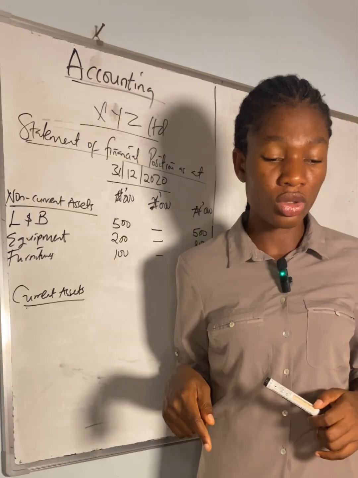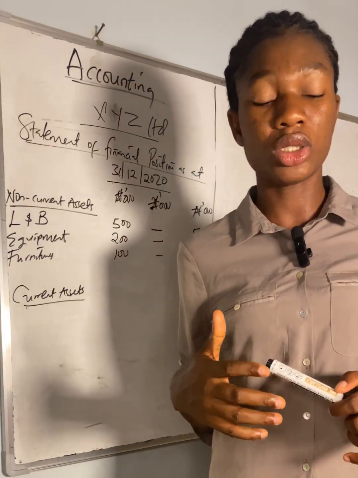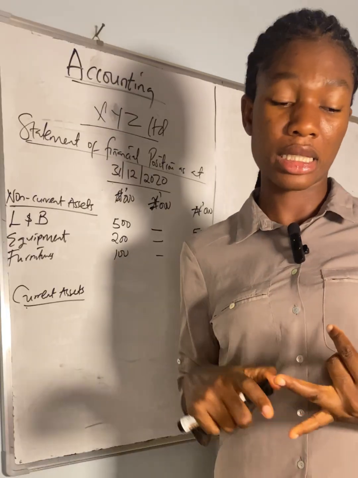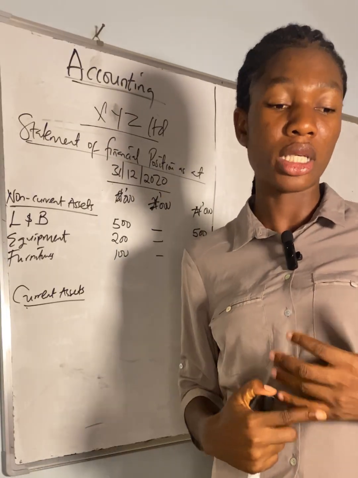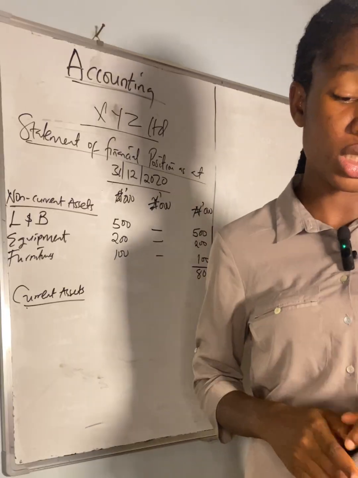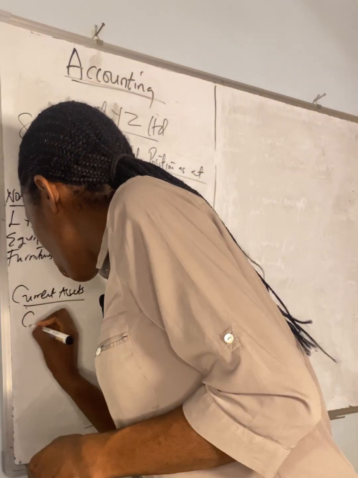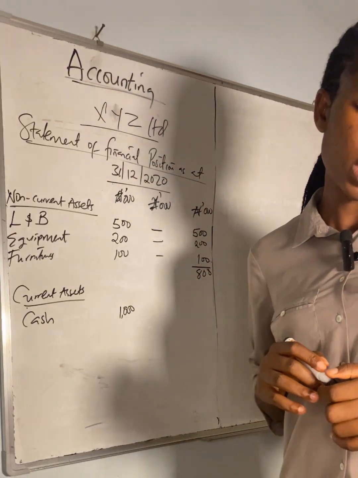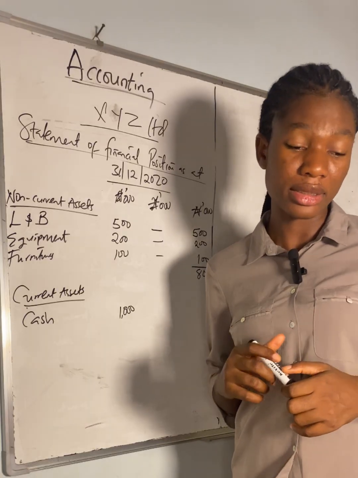All right, now let's move on to our current assets. For current assets, we're going to start in the order of liquidity, okay? So I'm going to start with cash in hand, cash at bank, that particular order, and then we'll end with our closing stock. We'll start with our cash in hand, which is given to be 1 million naira. That's the cash in hand, right?